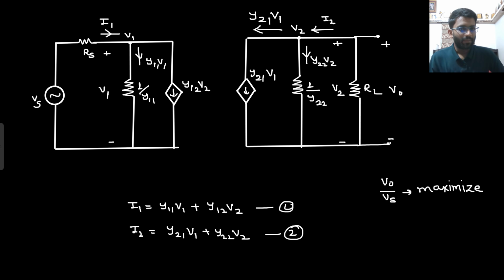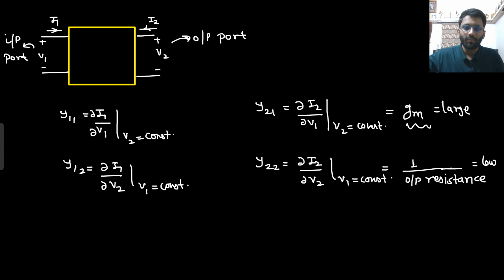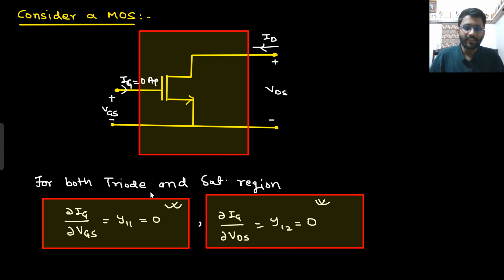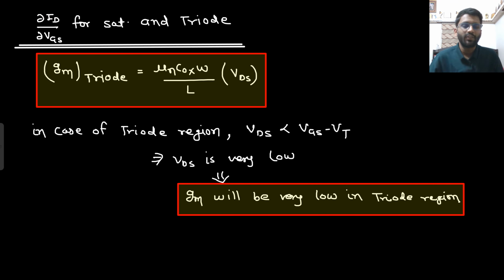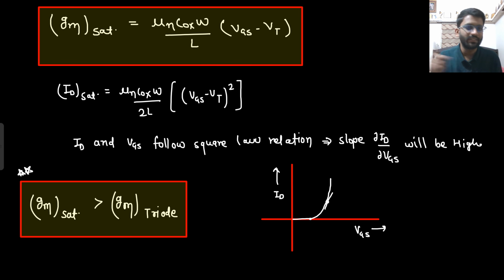The same thing is happening in the MOS. In the MOS, for both triode region and saturation region, the input parameters are 0 only. So no worries about that. Let's talk about the output one. So let's talk about the GM. GM in triode region was lesser than the saturation region. So in triode region, GM was less, but in saturation region, GM was more. So this was one of the advantages.